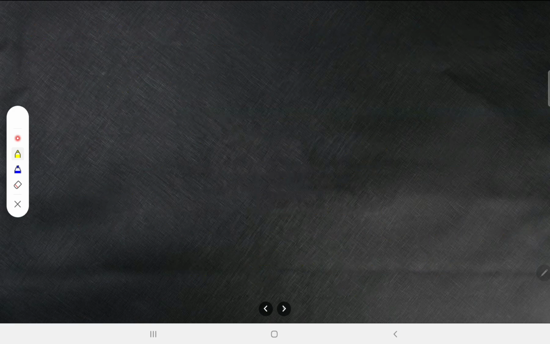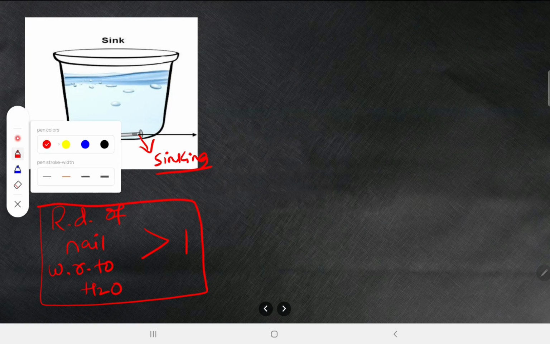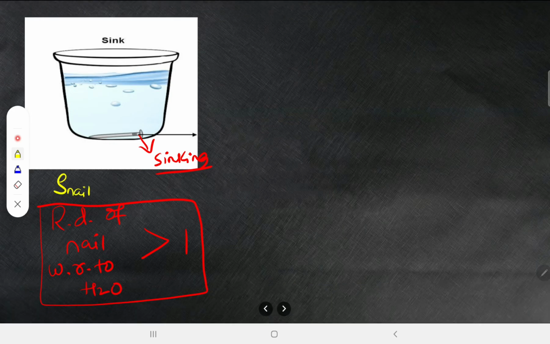Alright, so let's move forward and take this example. Now look at this nail. This nail is sinking in water. Why is this nail sinking in water? Definitely the relative density of nail with respect to water, whatever value we get, this must be greater than 1. That's what I told you in the previous section. If you want to confirm, you can. The density of this nail should be greater than the density of water, that is for sure. That's why it is sinking. So density of the nail is greater than density of water.